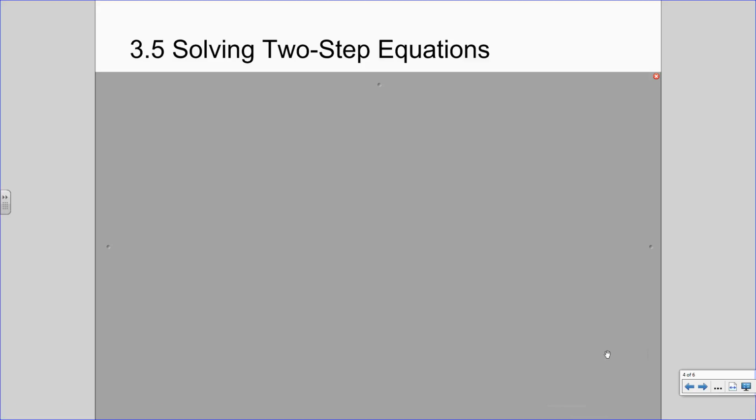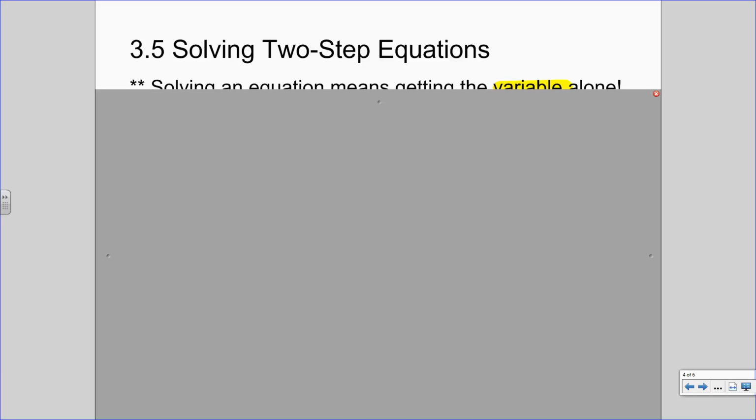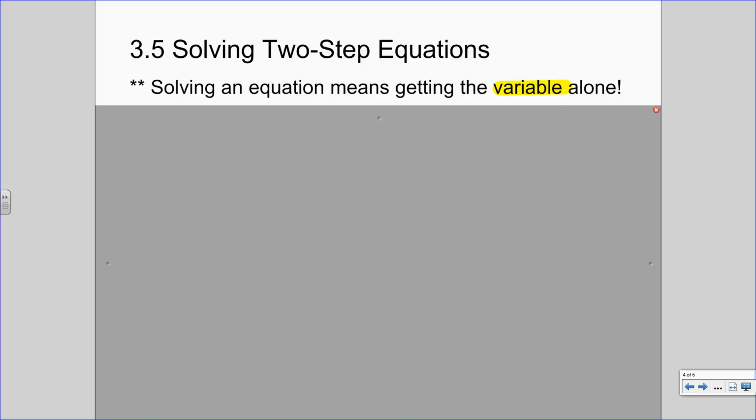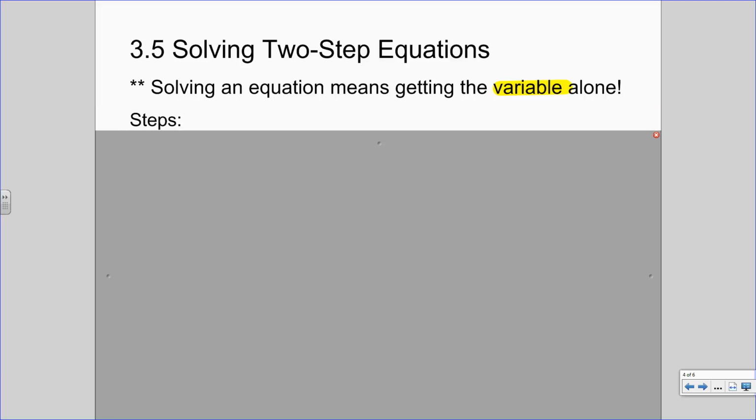This lesson is focusing on solving two-step equations. These are your notes for section 3.5. And we're going to work with equations that now have multiple steps. So solving an equation means getting the variable alone.